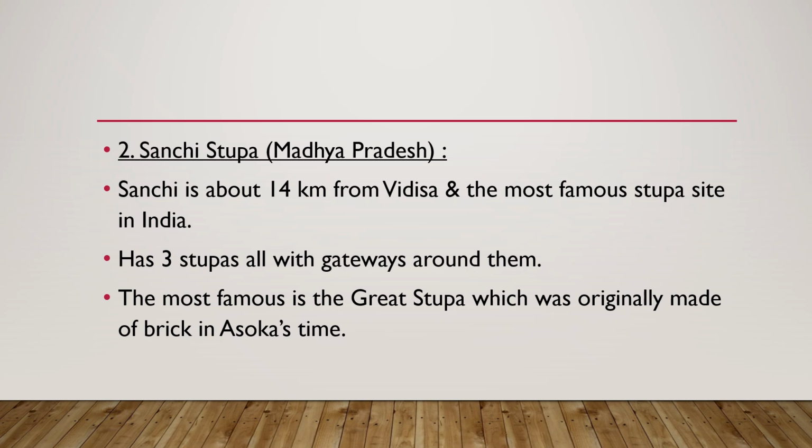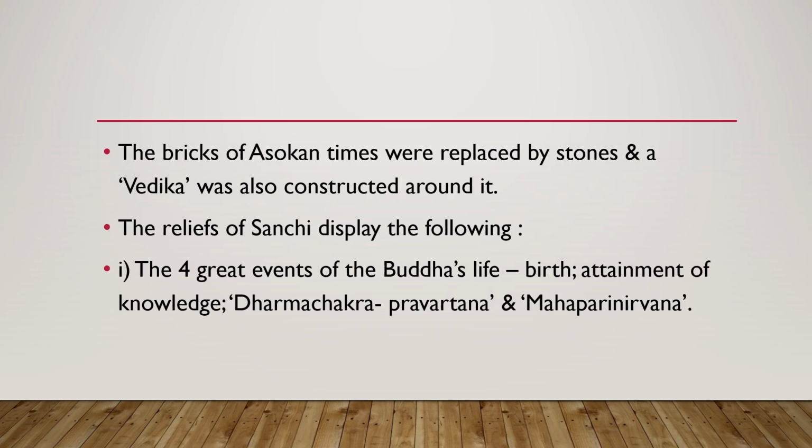Sanchi is about 14 kilometers from Vidisha and is perhaps the most famous stupa site in India. It has three stupas, all with gateways around them, but the most famous is the Great Stupa, which was originally made of brick in Ashoka's time. The bricks of Ashokan times were replaced by stones, and a Vedika was also constructed around it.